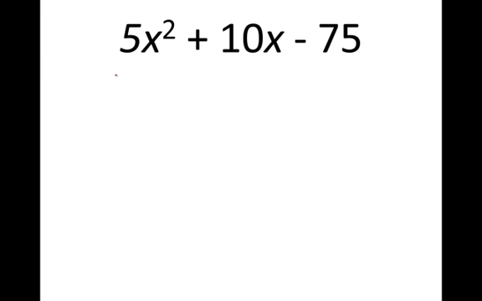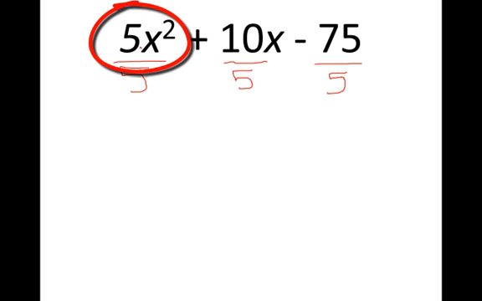Alright, so here I have 5x squared plus 10x minus 75. So here I could divide out a 5 from each term. So I'm going to divide this by 5, this by 5, this by 5. The reason why I'm doing that is I want my first term here to be by itself. Okay, so I divide each one by 5.